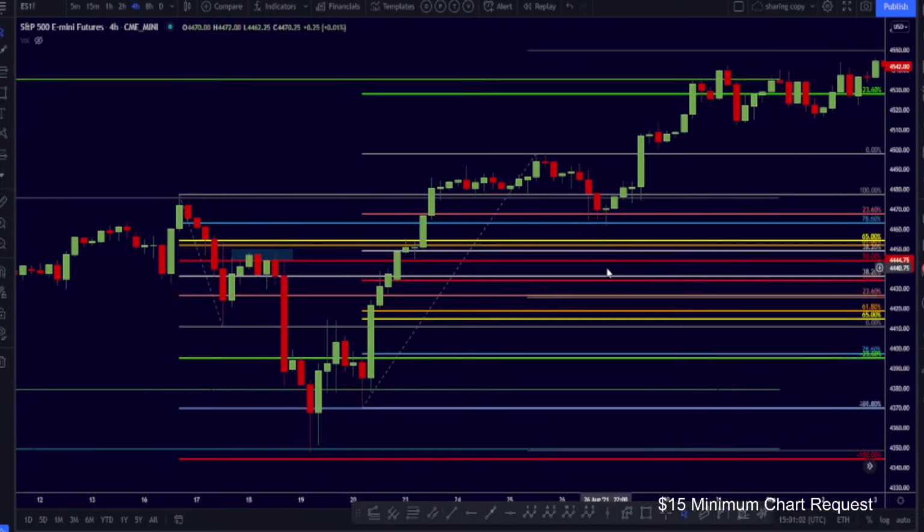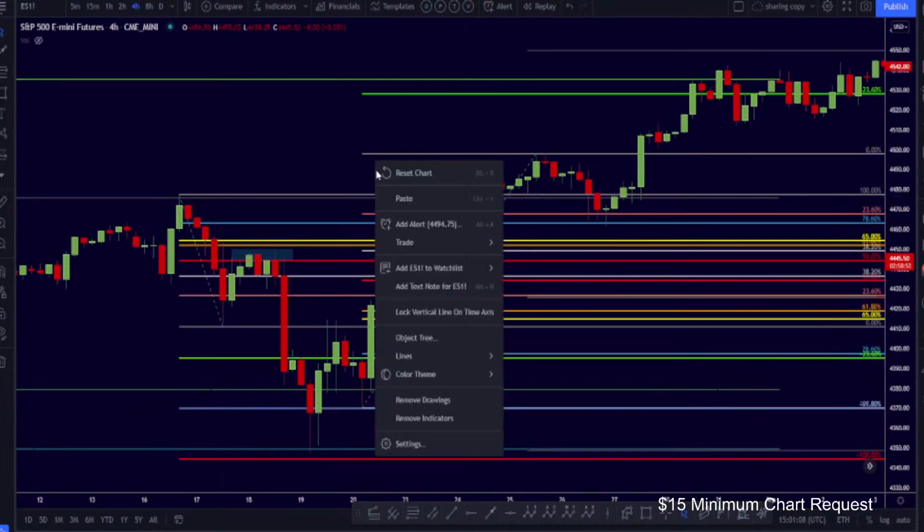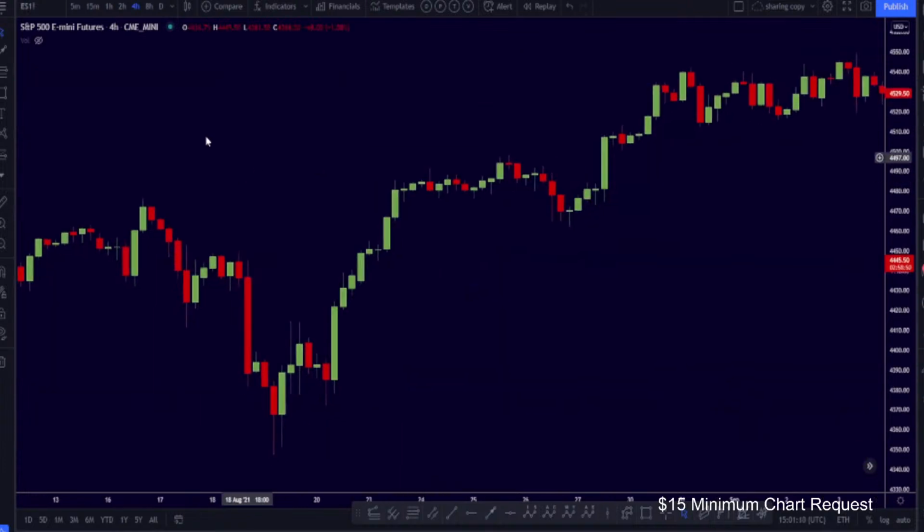Now, I got a golden zone. What am I going to do next? On comes the median lines, golden corner pocket. All right, let me clear that. Oh, what am I doing here? Let's remove drawings. Okay, so I think I made my point there.